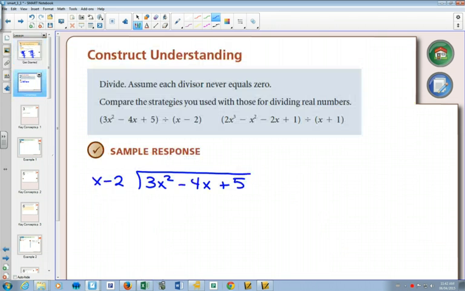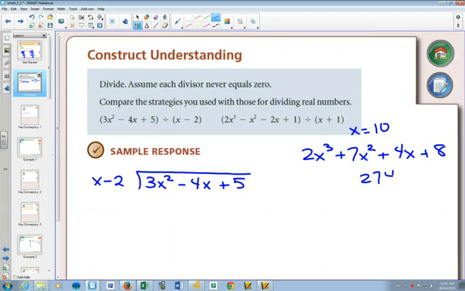2748 divided by 13. 2748 would be... no, I've got them all, too many numbers here. 2x cubed plus 7x squared plus 4x plus 8. Can you see that if x was equal to 10, then this would be 2748? Okay?